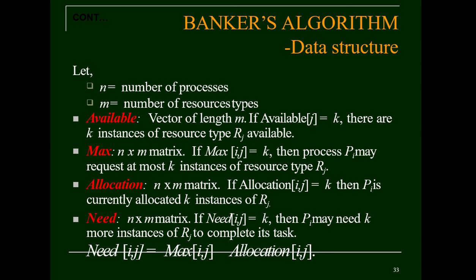So, what is the formula for the need? How can we find the need? Need equals maximum minus allocation. If a process needs a maximum of 10 resources and only 5 are allocated, then 10 minus 5 equals 5. That is the need of the process, the resources which the process still needs. How many resources are needed can be calculated by this formula.